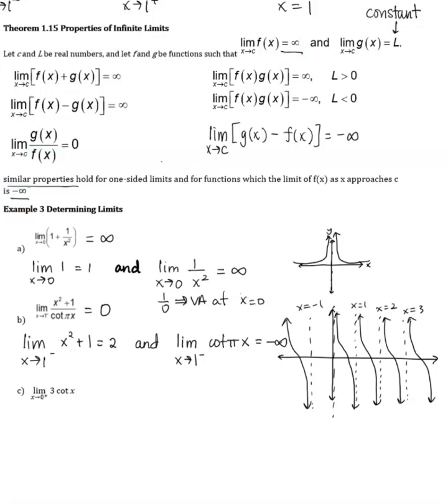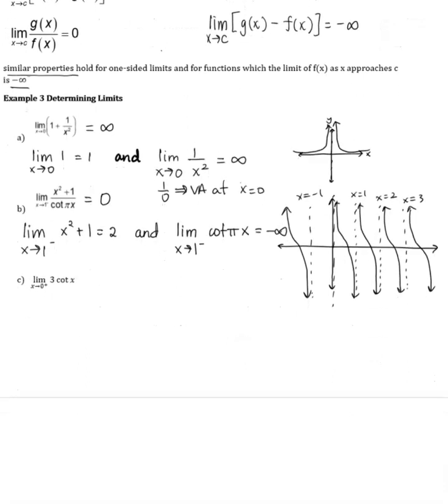Our last example, example 3c, we want to see what is the limit as x approaches 0 of 3 cotangent x. This is a product. We have two things being multiplied together. We do know that the limit as x approaches 0 from the right of just 3, which is a constant, is 3. Now let's see, what is the limit as x approaches 0 from the right of cotangent x?